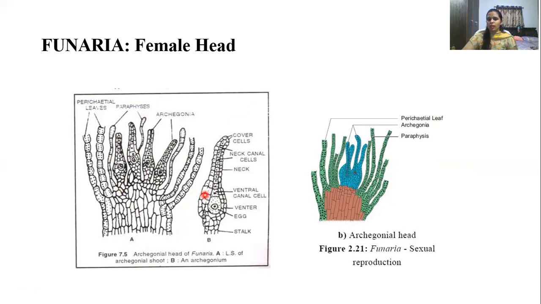Why is it the oogamous type? Because it consists of a large egg which is non-motile, and a small male gamete, that is a sperm, which is motile in function. That biflagellated sperm will come and fuse with the egg, and it results in the formation of a zygote. So hence it is the oogamous type of reproduction in the case of Funaria.